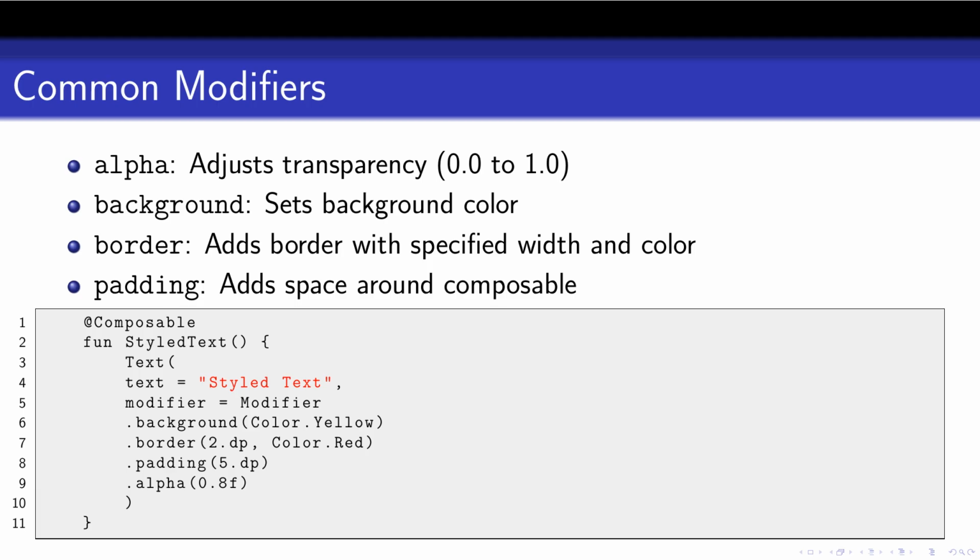Some common modifiers include alpha for adjusting transparency, background for setting the background color, border for adding outlines, and padding for spacing. When used together, these modifiers give you precise control over your UI's appearance.